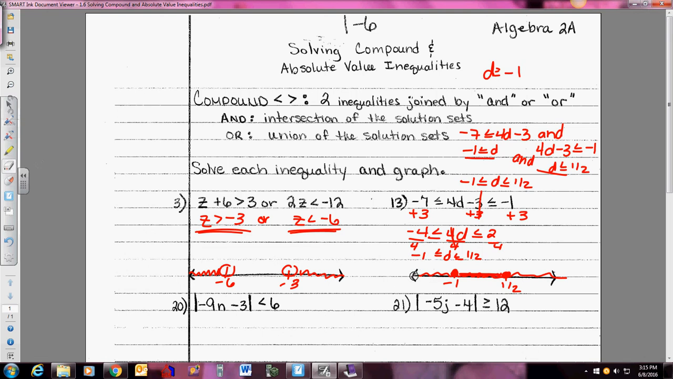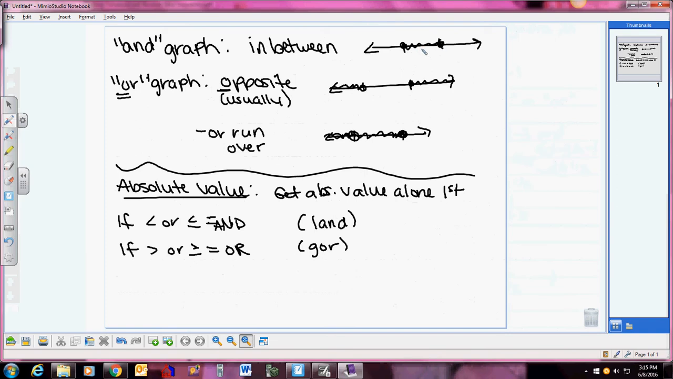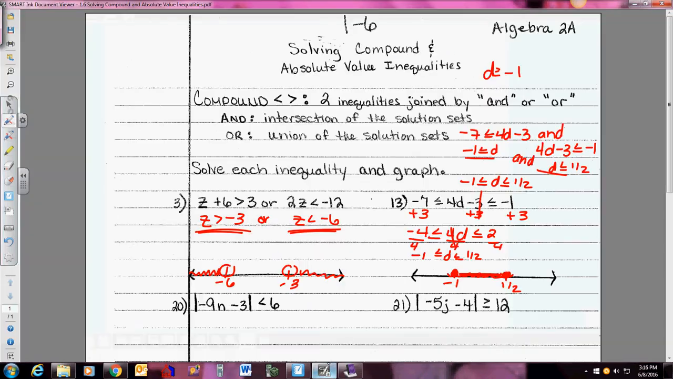The rest of that is not the answer, it's just what's in between them. Does this look the way an "and" graph is supposed to, where it's shaded in between the two circles or filled-in circles? Yes, this looks like an "and" graph. So now that hopefully the Algebra 1 concepts are understood, let's go back and do interval notation, and then we'll finish the rest of the questions in just a second.